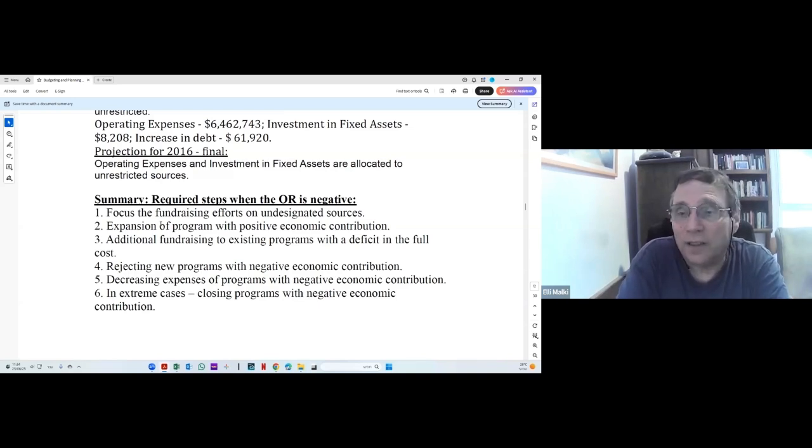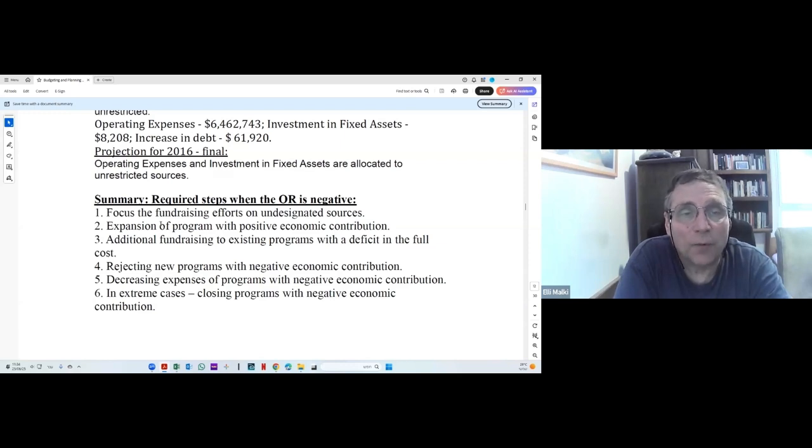So we saw already, if you remember the table for fundraising, that undesignated sources can be used for increasing operating reserve. Remember the table that we discussed in the previous part of the course. So the first thing is to focus the fundraising effort on undesignated sources, if it's possible. This is a step which does not hurt. It's always good to do.